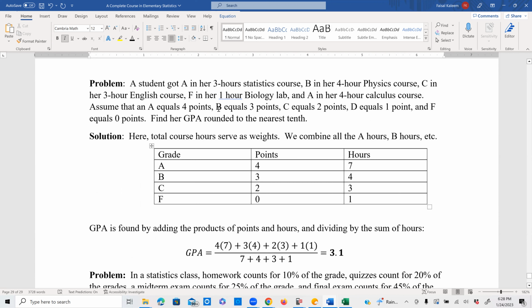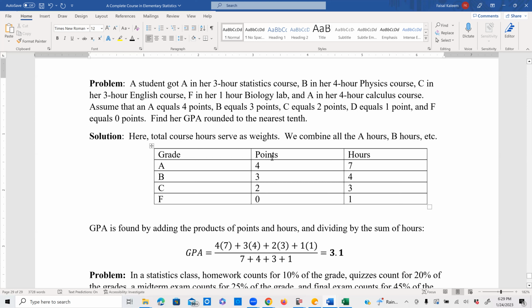Next problem, a student got A in her 3-hour statistics course, B in her 4-hour physics course, C in her 3-hour English course, F in her 1-hour biology lab, and A in her 4-hour calculus course. And the question is to find the GPA, and we assume the usual values for the grades. A has 4 points, B 3 points, C 2 points, D 1 point, and F 0 points.